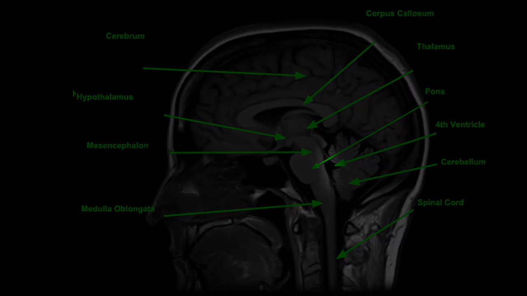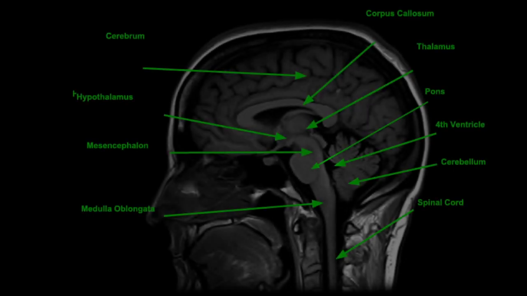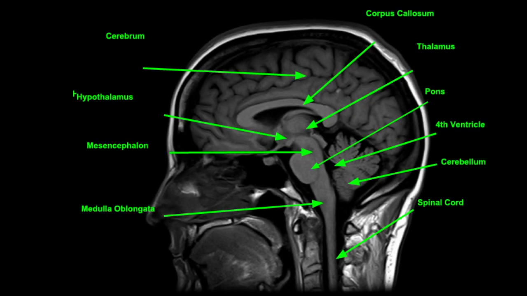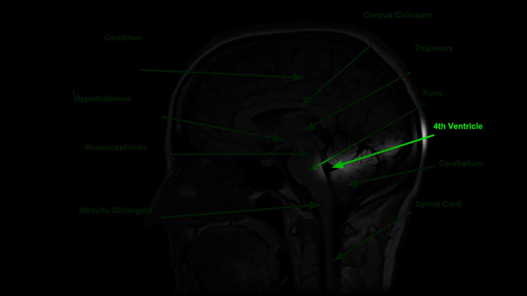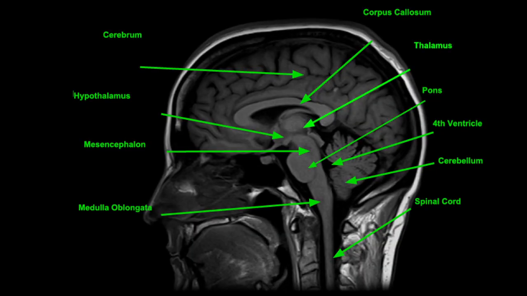Next up is the mesencephalic aqueduct. This aqueduct connects the 3rd ventricle with the 4th ventricle, transporting CSF. The 4th ventricle, otherwise known as a hole or cavity. This cavity is located between the pons and the cerebellum and holds CSF.